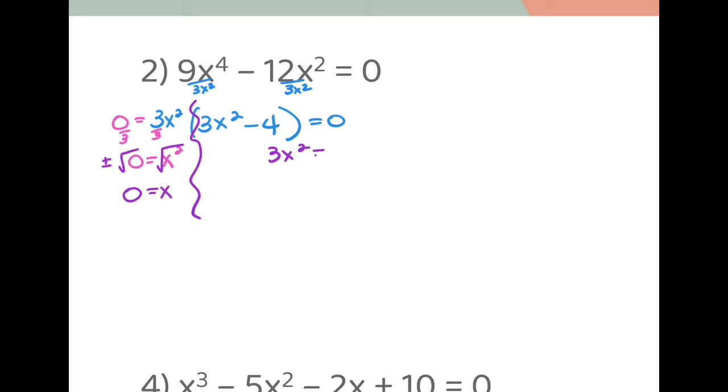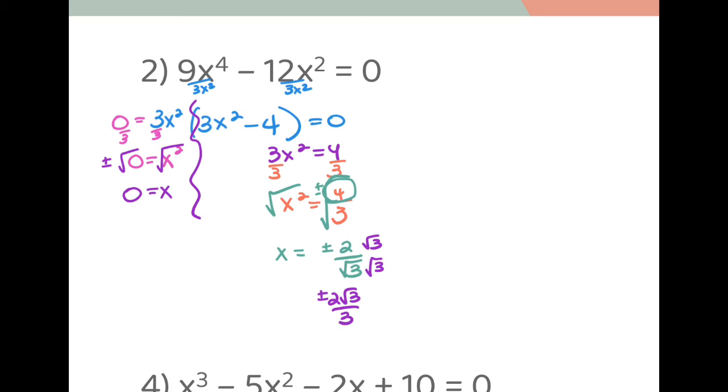3x squared would equal 4. Divide both sides by 3. You have to isolate that x squared before you can square root both sides, putting the plus and minus in the front. And I'd get x equals plus and minus the square root of 4, which is 2, over the square root of 3. And then we rationalize because you can't leave the square root in the bottom. And I get plus and minus 2 root 3 over 3.